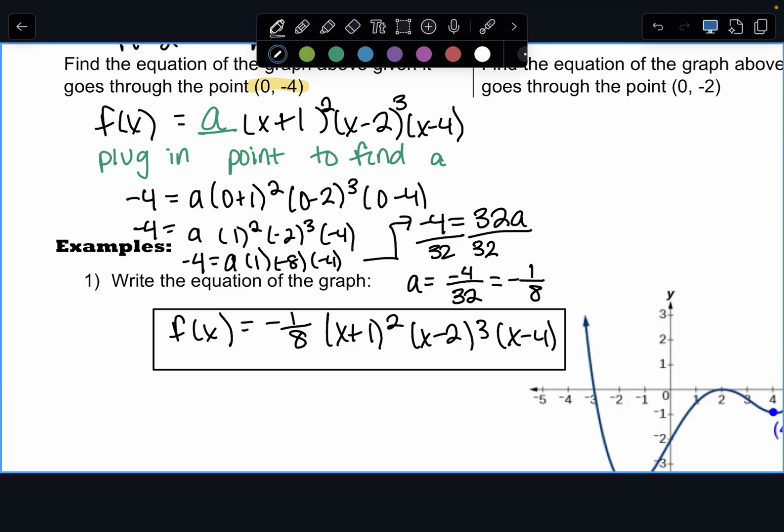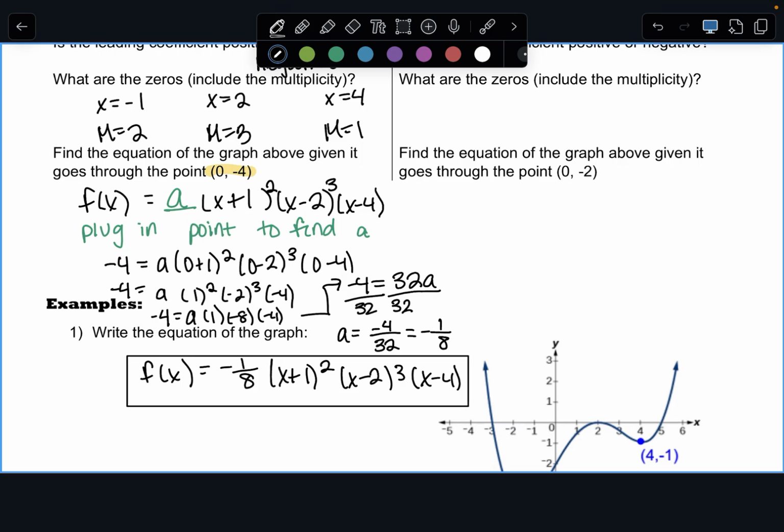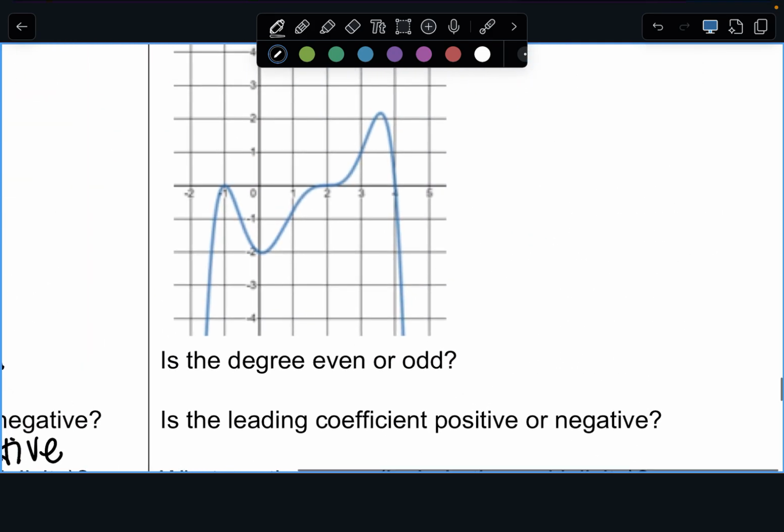So 3 kind of steps here. Find your zeros and their multiplicity, write them as factors, plug in a point to find A, and then rewrite your equation for your answer. Questions on that first one? Okay, let's do another one.